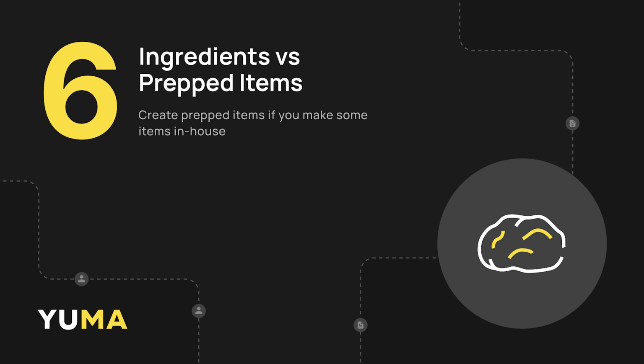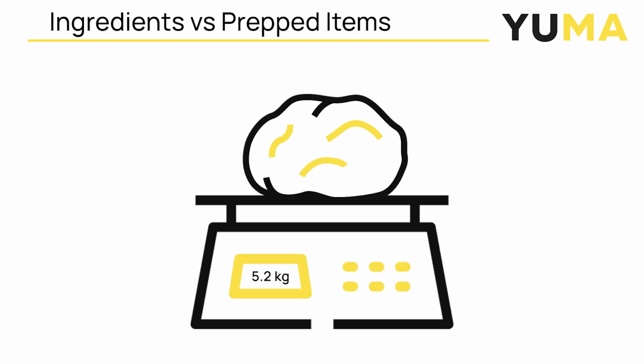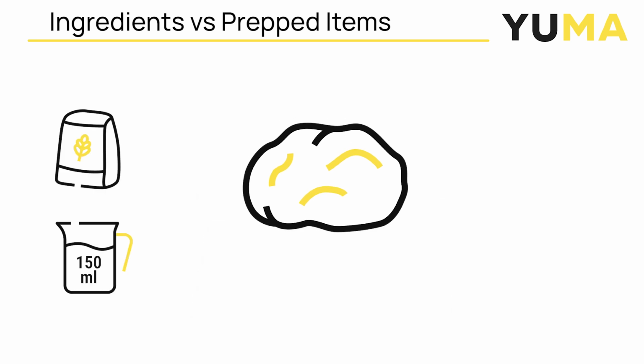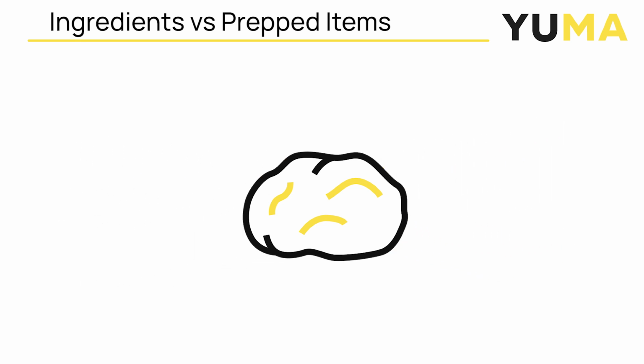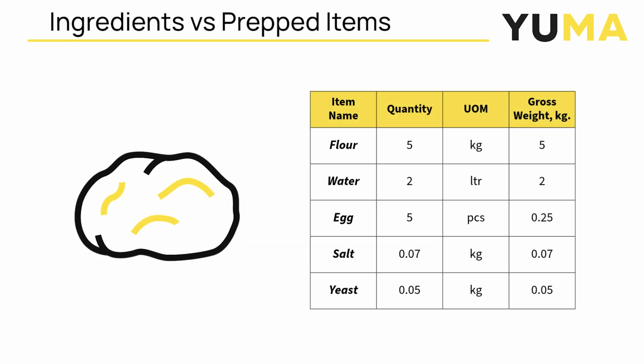When setting up your inventory, it's important to understand the difference between ingredients and prepped items, as they're used slightly differently in the system. An ingredient is something you buy ready-made from a supplier. There's no preparation or recipe involved within YUMA. For example, if you're buying dough or sauces from a supplier, those will be treated as ingredients. A prepped item, on the other hand, is something you make in-house. So if you're preparing dough yourself using flour, water, and other ingredients, that becomes a prepped item. The key difference is that prepped items will have their own recipes in YUMA.